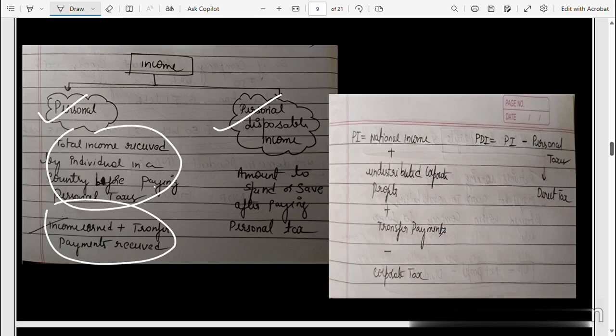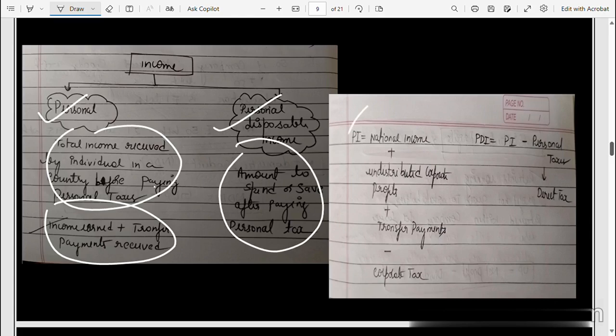Then what is personal disposable income? Personal disposable income is the amount to spend or save after paying personal tax. Here it is considered after paying the personal tax. That is called personal disposable income.